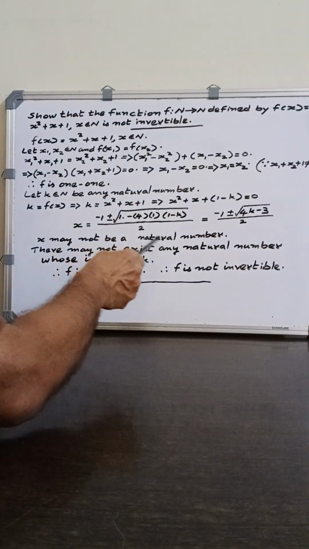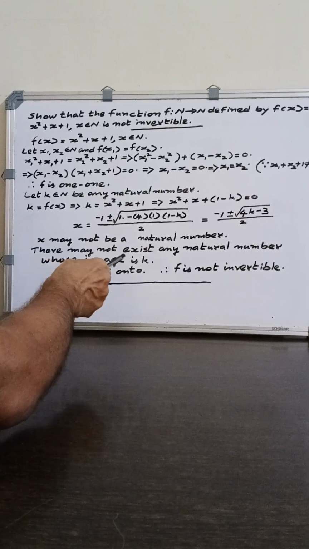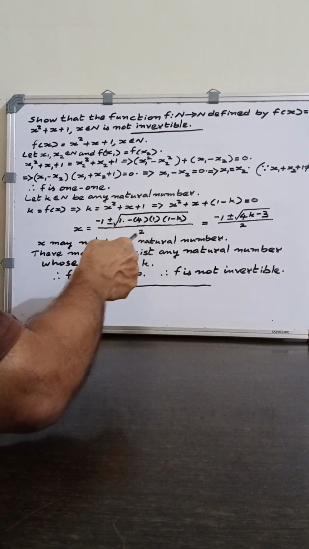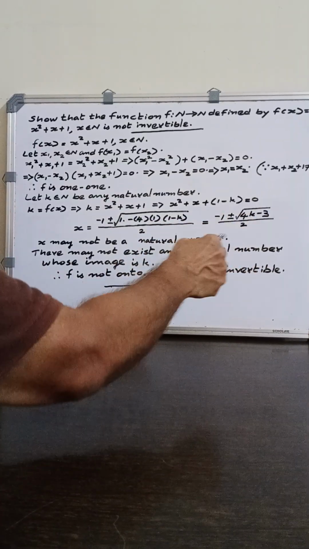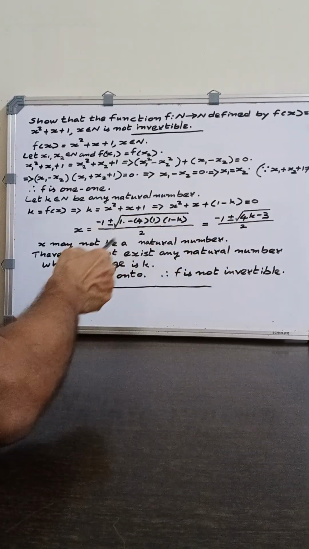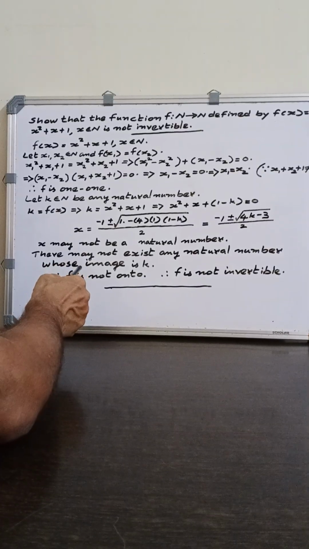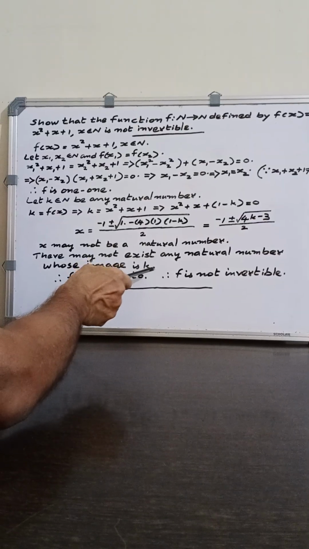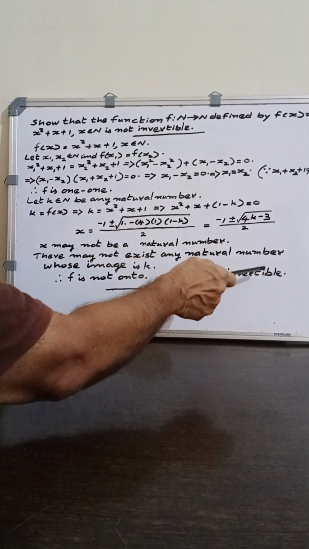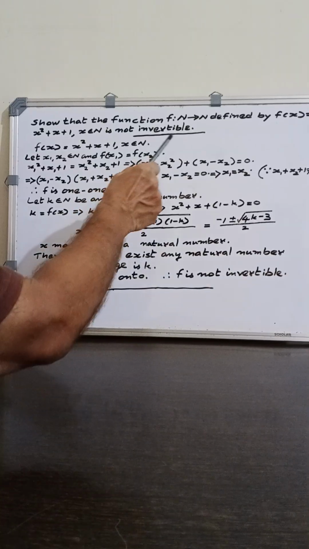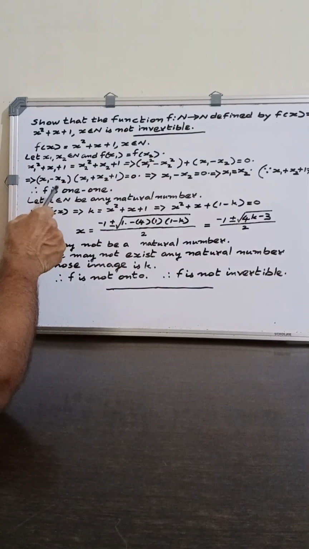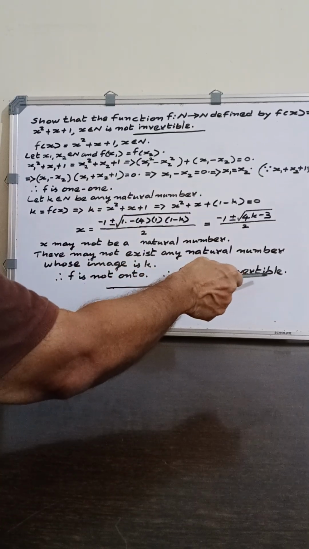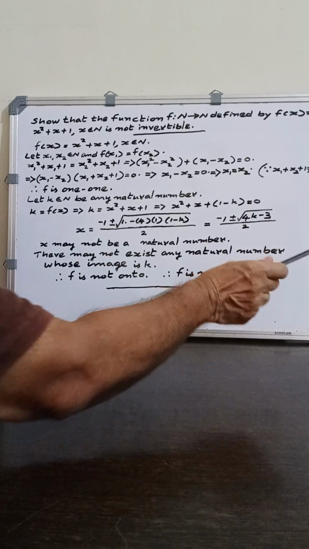There may not exist any natural number whose image is k. This value is not considered to be a natural number. Therefore, f is not onto, and therefore f is not invertible. For the given function, the first test, one-one, is satisfied, but the second test, onto, is not satisfied. So it is not invertible.